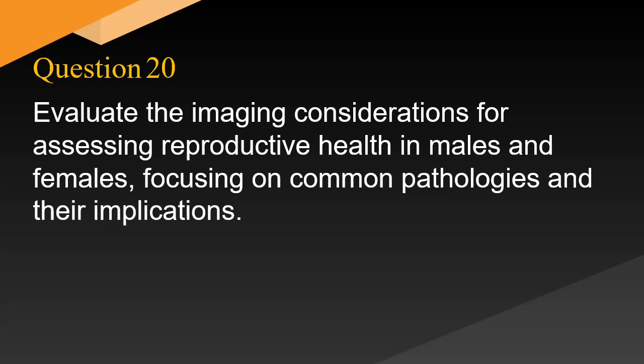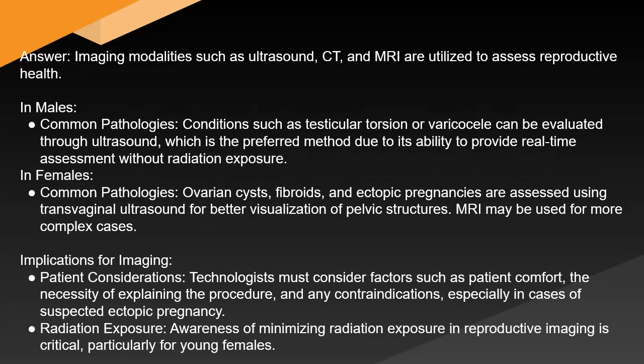Evaluate the imaging considerations for assessing reproductive health in males and females, focusing on common pathologies and their implications. Answer: imaging modalities such as ultrasound, CT, and MRI are utilized to assess reproductive health. In males, conditions such as testicular torsion or varicocele can be evaluated through ultrasound, which is the preferred method due to its ability to provide real-time assessment without radiation exposure. In females, common pathologies, ovarian cysts, fibroids, and ectopic pregnancies are assessed using transvaginal ultrasound for better visualization of pelvic structures. MRI may be used for more complex cases.